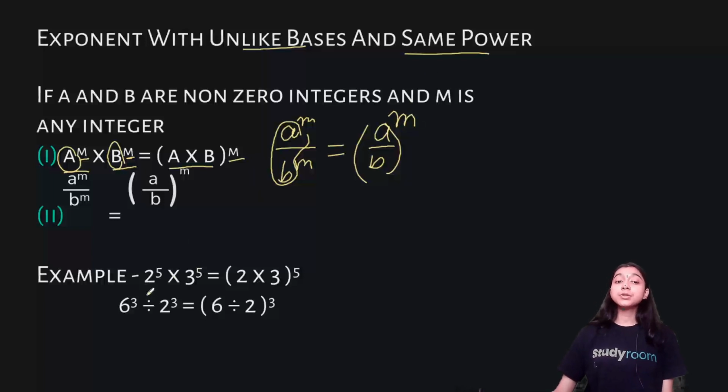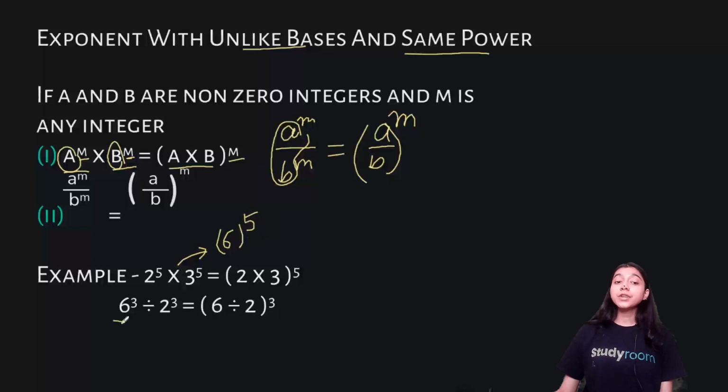Over here we have 2 to the power 5 multiplied with 3 to the power 5. So this is an example of exponents with unlike bases and the same power. So what we will do? We will multiply the bases, that is, we will multiply 2 with 3. This gives us 6. 6 to the power of 5 will be our answer.